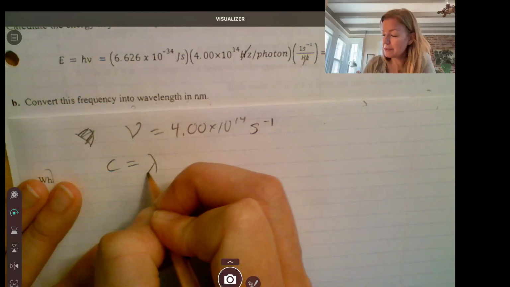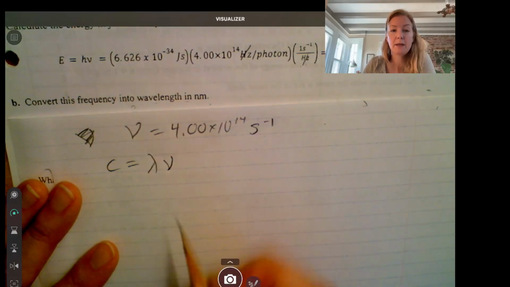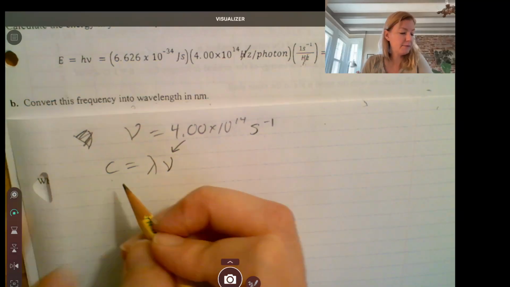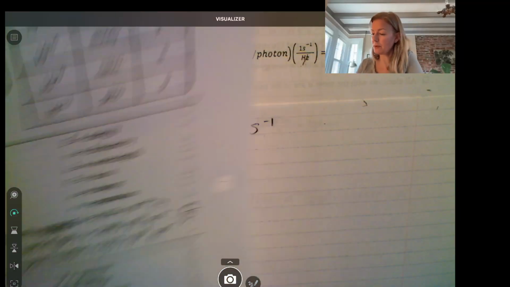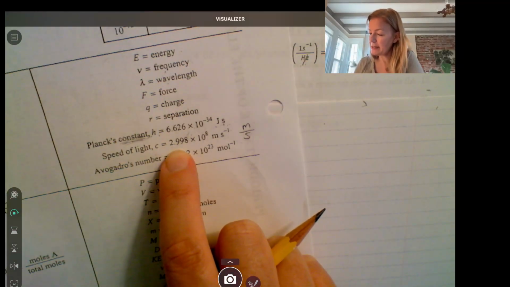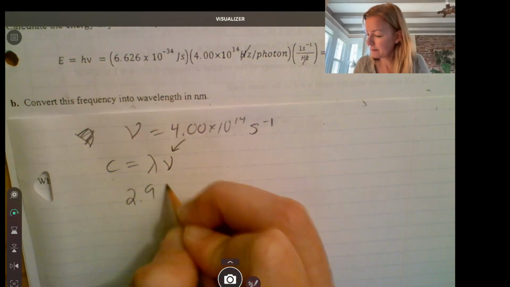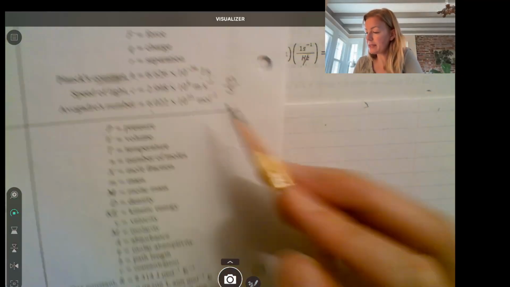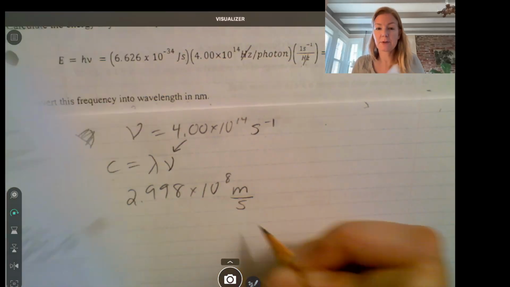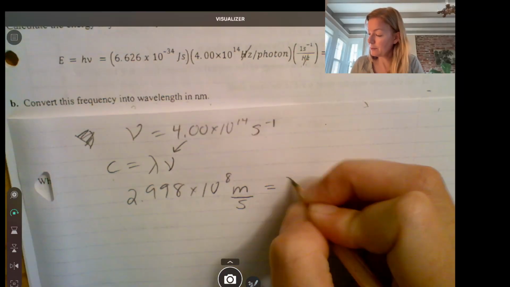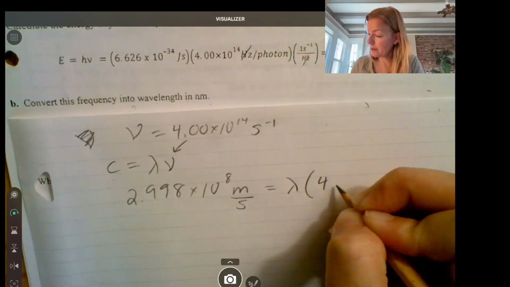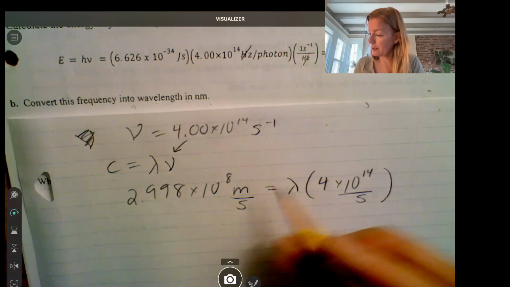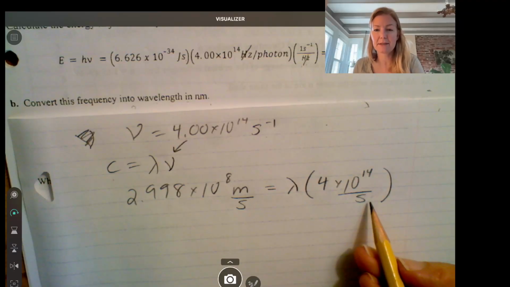C equals lambda times nu. Okay. So this is our wavelength. And C, if you look at your formula sheet, it's always the same thing: 2.998 times 10 to the 8th meters times seconds to the negative 1. I'm going to write that as meters per second, equals lambda times 4 times 10 to the 14th per second. Okay, seconds to the negative 1 is like having seconds in the denominator.